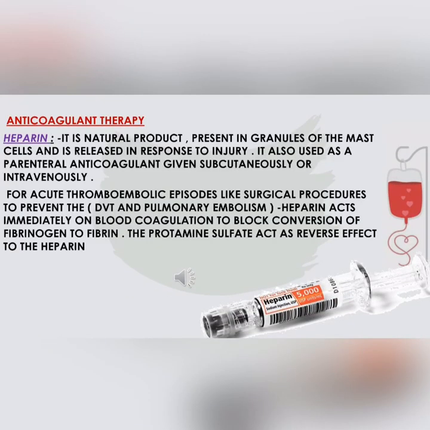Heparin is a natural product present in the granules of the mast cell and released when there is an injury. It's also used as a parenteral anticoagulant given subcutaneously or intravenously for acute thromboembolic episodes, like in surgical procedures, to prevent deep vein thrombosis and pulmonary embolism. Heparin acts immediately on blood coagulation to block the conversion of fibrinogen to fibrin. Protamine sulfate reverses the effect of heparin.